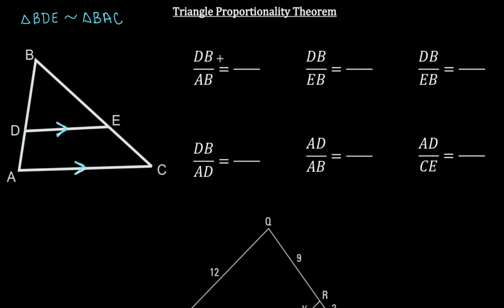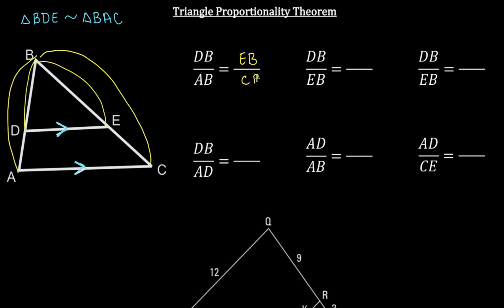So DB goes to AB. Small to large should be the same as EB is to CB.